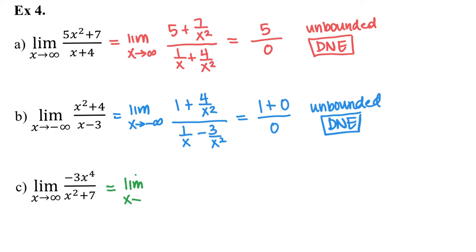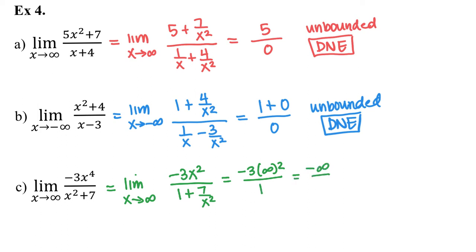You could divide by x to the 4th or x squared. Maybe I should do x squared this time to make it different. If I divide by x squared, I get negative 3x squared over x squared divided by x squared is 1. Okay, now if I plug in infinity, I get negative 3 times infinity squared over 1 plus 0 is 1. Negative 3 times infinity squared is some kind of negative infinity divided by 1. So most likely it's going to negative infinity, but either way I can tell this is going to be unbounded, which means the limit does not exist. But the reason is because it's unbounded.